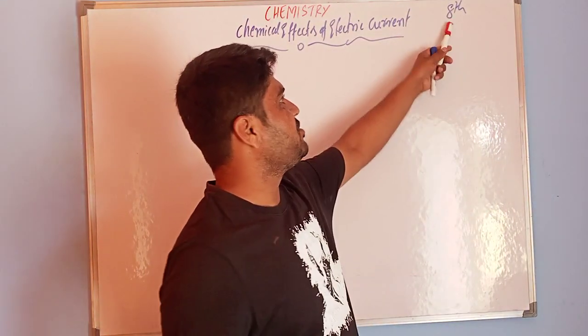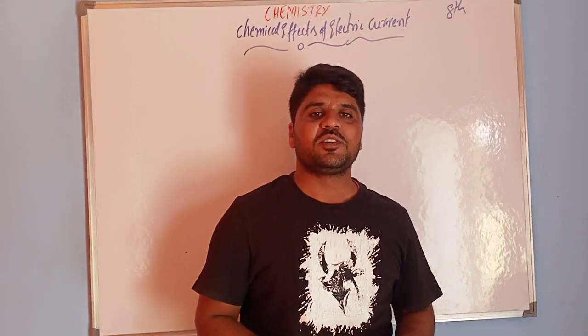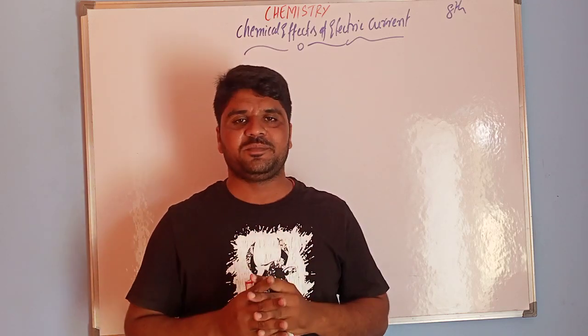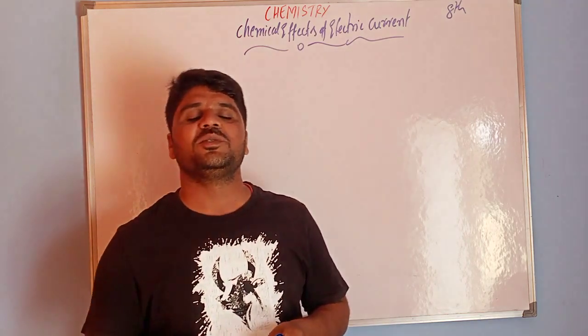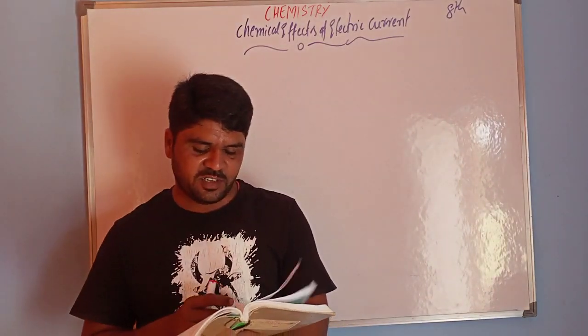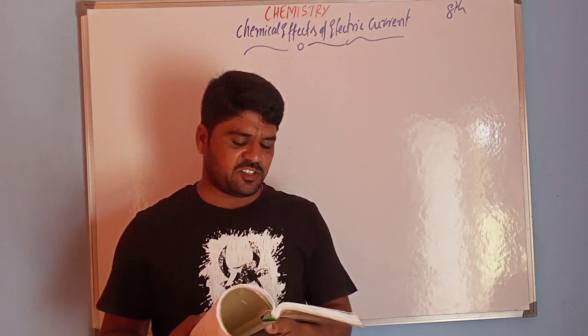This is for 8th students and the chapter is chemical effects of electric current. In the last class we discussed the complete chapter. In this class I am going to discuss some exercise questions. Open page number 180. In that we have exercise questions.